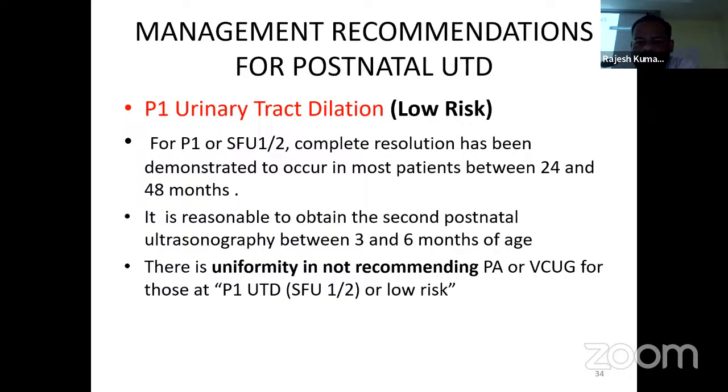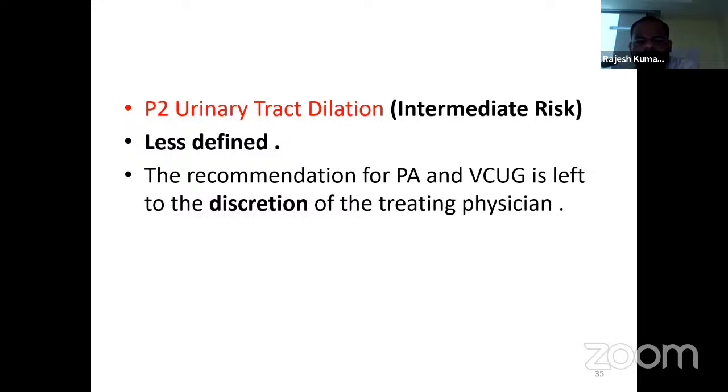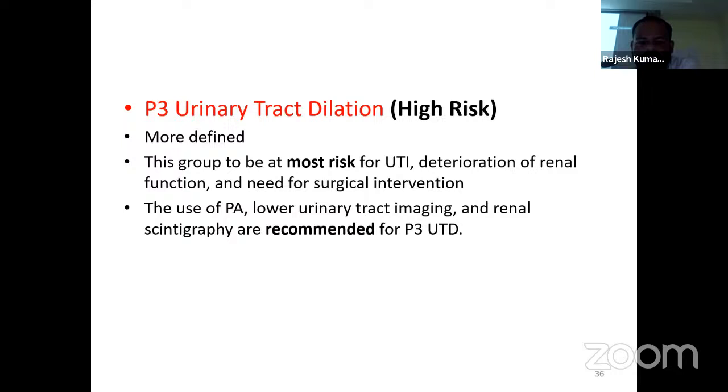In the intermediate risk group, management is less defined. The recommendation of prophylactic antibiotic and micturating cystourethrogram is left to the discretion of the treating physician. And the high risk group is more defined, and this group is at most risk for UTI, deterioration of renal function, and need for surgical intervention. The use of prophylactic antibiotic, lower urinary tract imaging and renal scintigraphy like DTPA are also recommended for the high risk group of postnatal urinary tract dilatation.